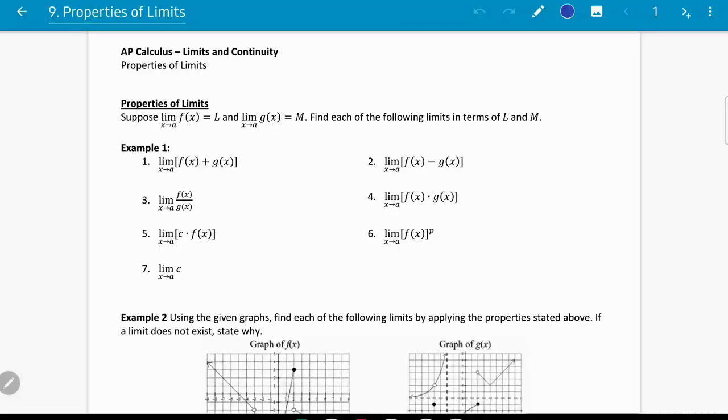All right, so let's continue with limits and continuity and the properties of limits. Given the limit as x approaches a of f of x equals L and the limit as x approaches a of g of x equals m, we can find each of the following limits in terms of L and m. So this becomes the limit as x approaches a of f of x plus the limit as x approaches a of g of x, and so this is just L plus m.